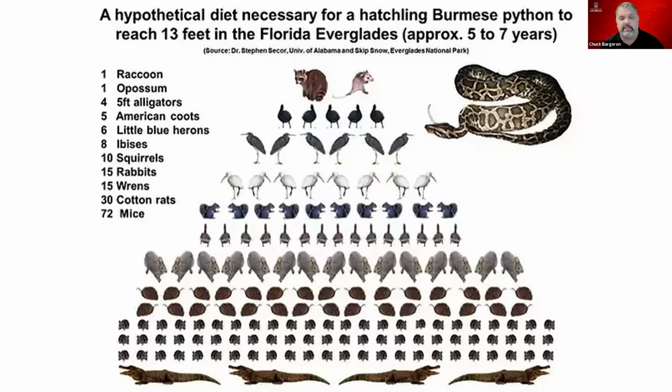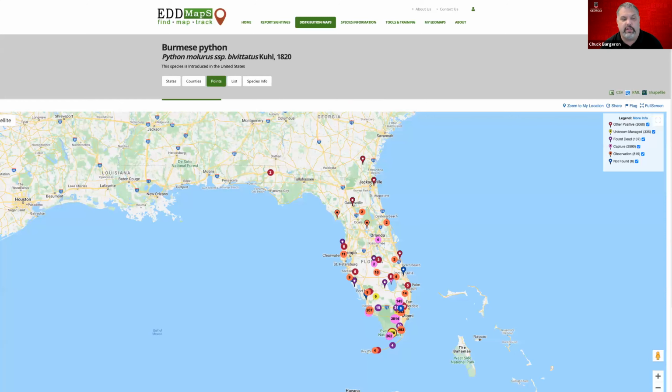What we've seen over time is, as we've had some milder winters, we're starting to see these snakes move farther and farther north. They're still pretty contained to South Florida, but over the time we've been tracking this, and I'll talk about that a bit later, we're starting to see individuals pop up farther north, and that's where the concern really starts to come in.